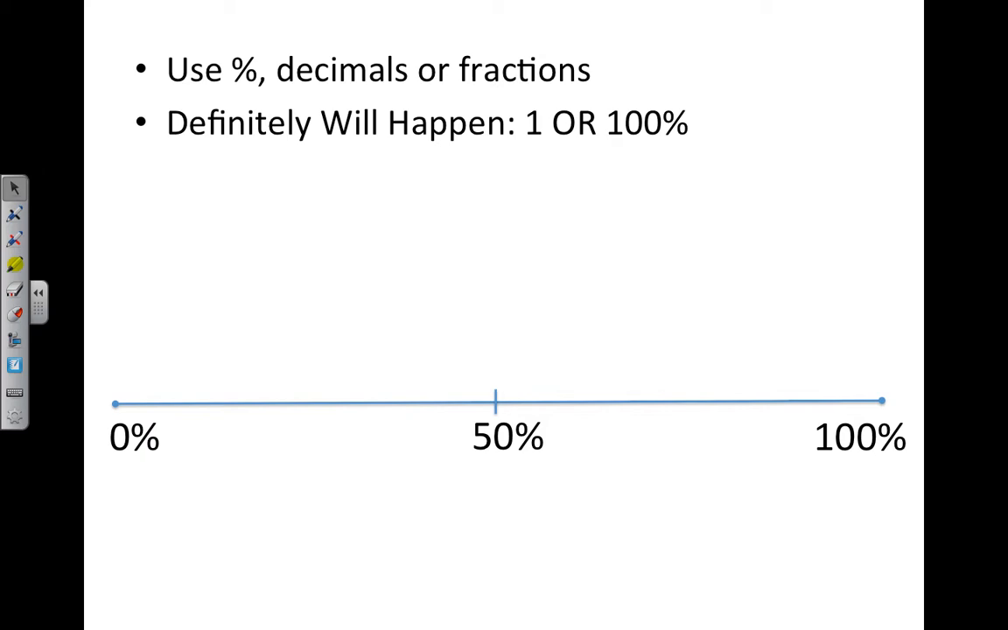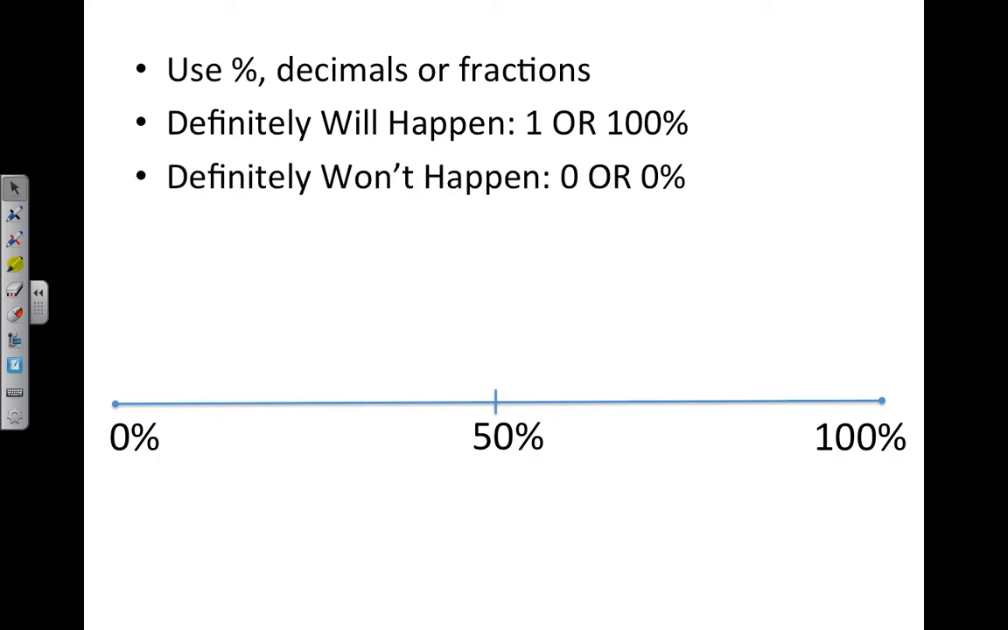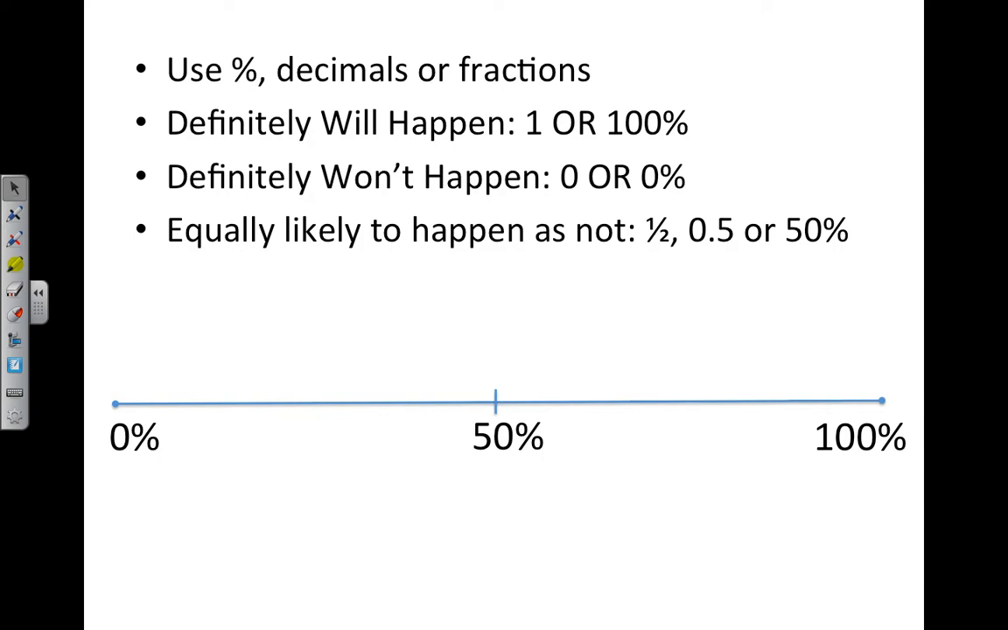Again, something that definitely will happen is 100%. We can also write it as just 1, because 100% is one whole. 0% is 0. Equally likely to happen is 1/2, 0.5, 50%. Those are all equivalent to each other. So we can put those on our continuum.